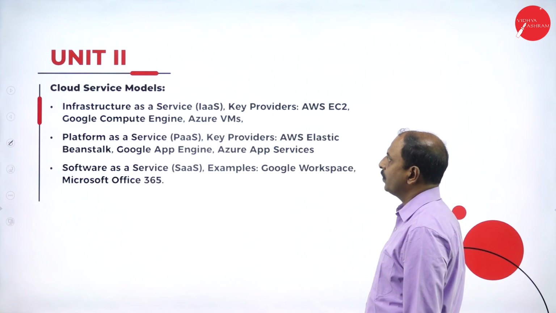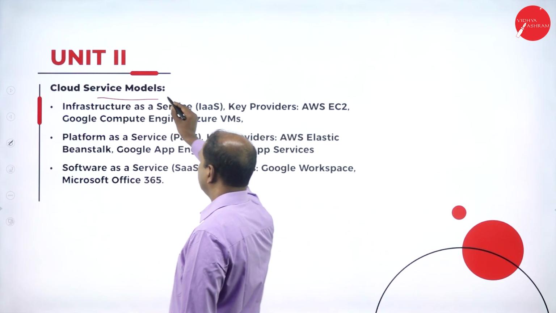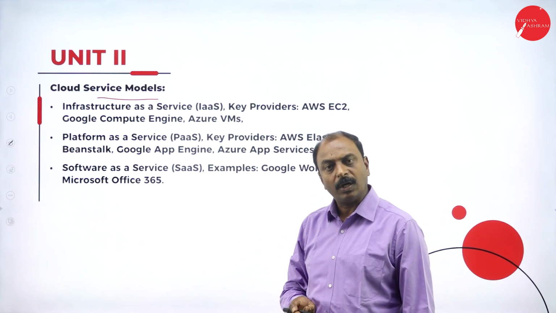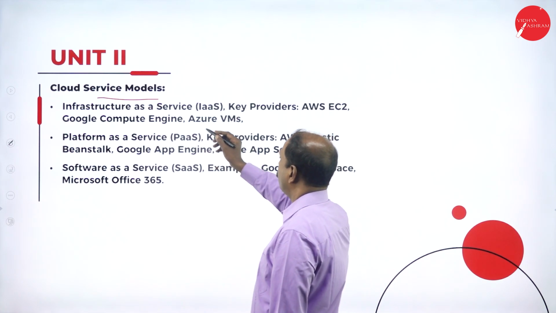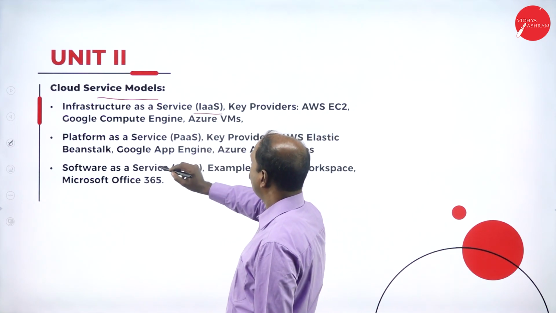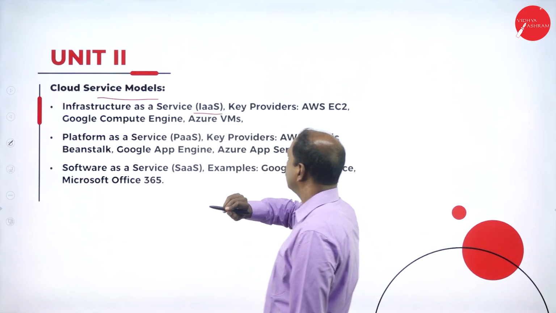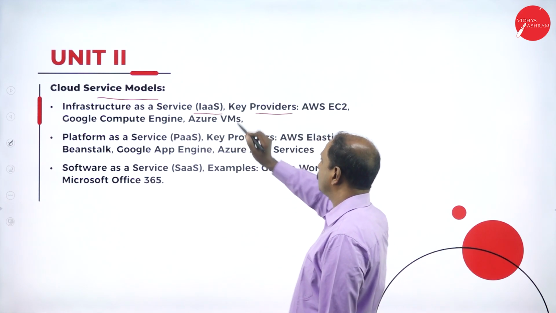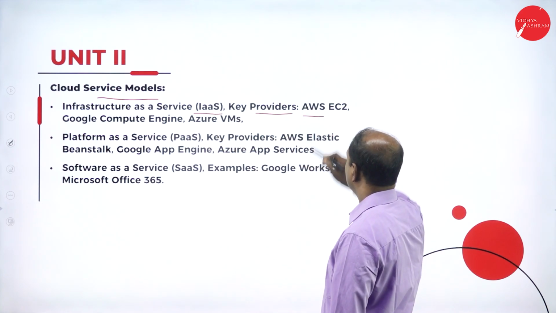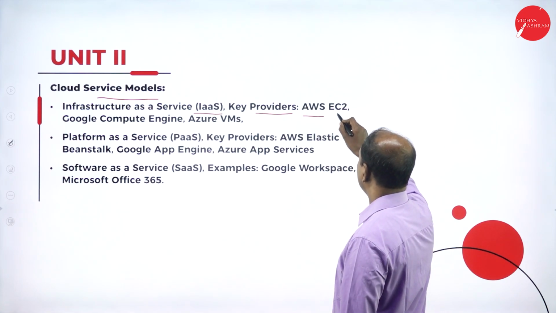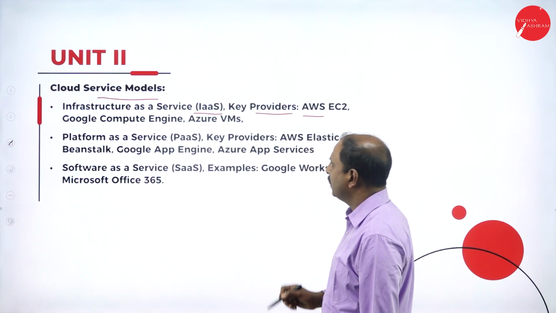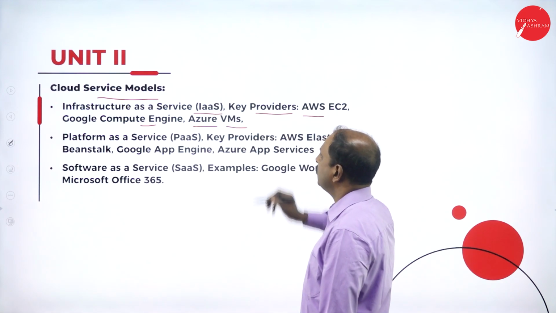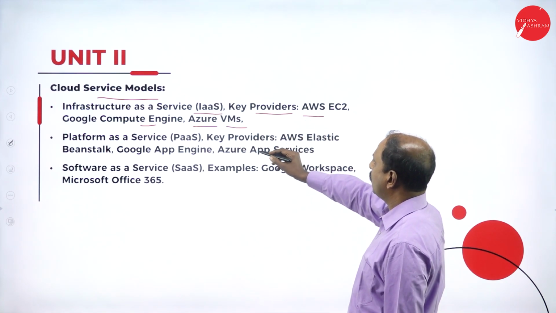In unit 2, we have cloud service models. This is the name of the chapter. So here we are going to learn different models of cloud services. One of the models is IaaS. The full form is infrastructure as a service, and we are going to learn who are the IaaS service providers, and they are AWS, that is Amazon Web Services, and Elastic Cloud Computing, and Google Compute Engine, and Microsoft Azure, and virtual machines. See, these are all different service providers of this service.